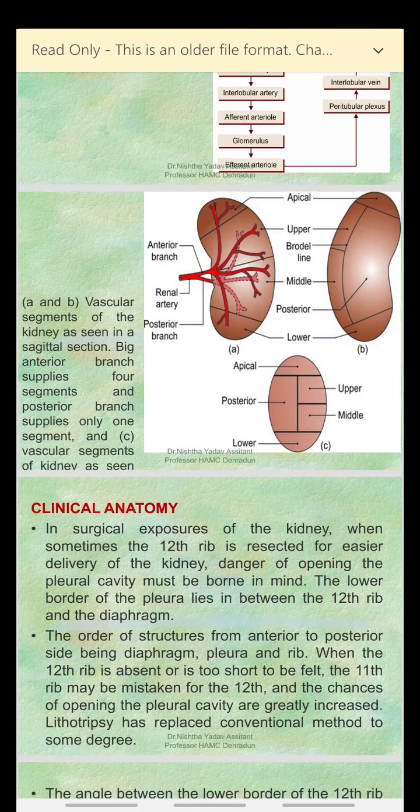Now if you see the clinical anatomy of the kidney, in the surgical procedures, the 12th rib is resected sometimes to reach the kidney. This can be dangerous because it might open the pleural cavity. This is because the kidney lies under the cover of the 12th rib. The other things which can happen in the kidney are the renal stones. These stones are made up of hard deposits of minerals and salts inside the kidney, and they lie in the minor calyx, the major calyx, and the pelvis.